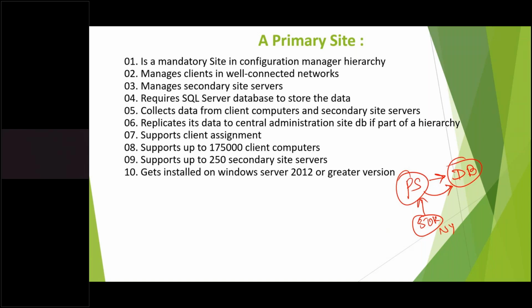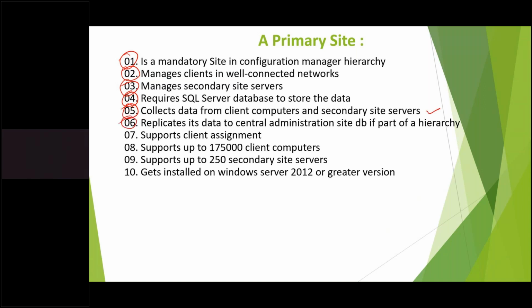So primary will be collecting data from 50,000 devices in New York, plus it will be taking data from the secondary site database. So secondary will also have a database. Let's say there are secondary 1 and secondary 2. It will also have a database. So it is going to collect data from the secondary database too. So the primary site is basically a mandatory site. It manages clients in a well-connected network. It manages secondary sites. It requires a database. It collects data from client machines plus the secondary site database, right? Then it will replicate the data to the central.